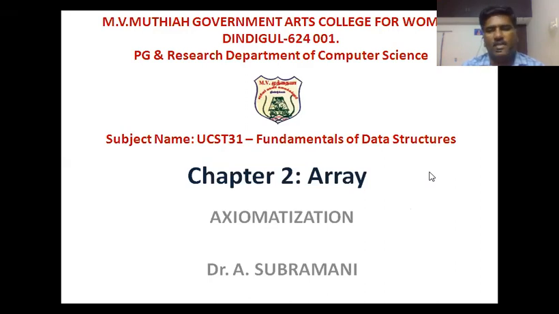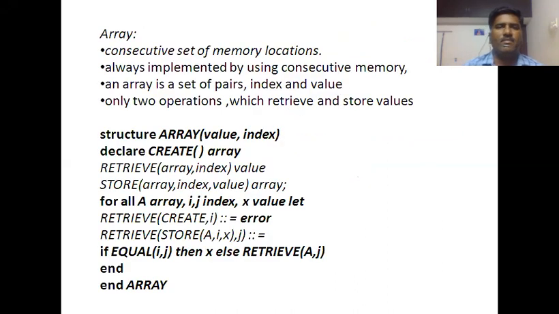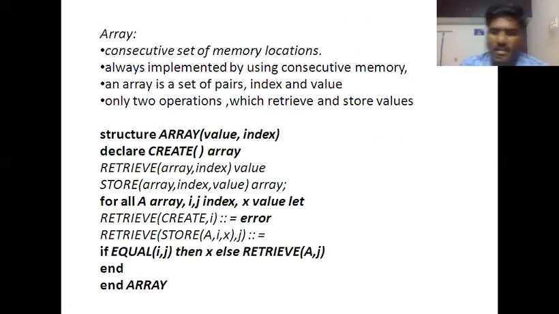Axiomatization. Okay, so today class is going to see array. Okay, first everybody know what is mean by array. Array is nothing but consecutive set of memory location. Okay, is another term, homogeneous data element stored in the memory location in contiguous manner.